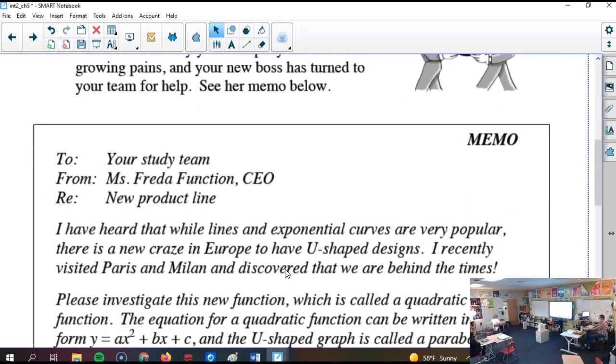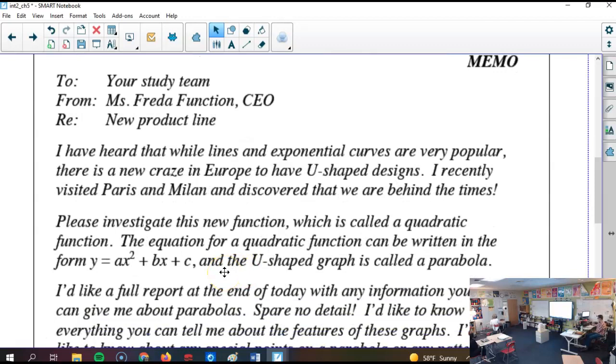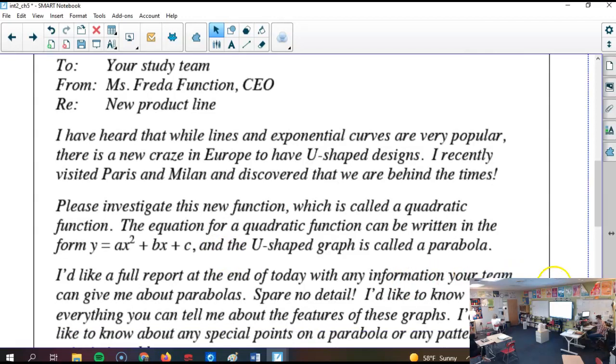All right. Miss Frida Function has sent you this letter. Wow. Would you like me to try to do it in Frida's voice? Yes, please do that. Dear study team, I have heard that while lines and exponential curves are very popular, there is a new craze in Europe to have a U-shaped design. I recently visited Paris and Milan and discovered that we are behind the times.